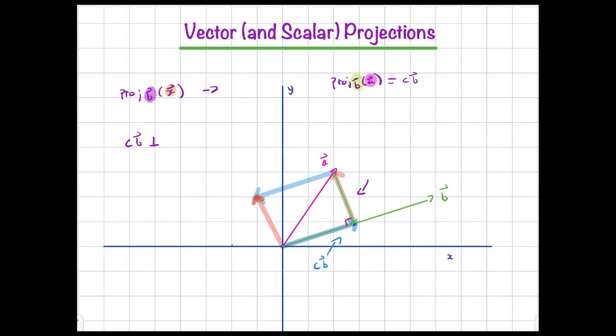This vector is A minus CB, or A minus the projection of A onto B. And this vector is perpendicular to the projection of A onto B, this C times B, right? It is orthogonal to this. So that means that their dot product is going to be equal to 0.